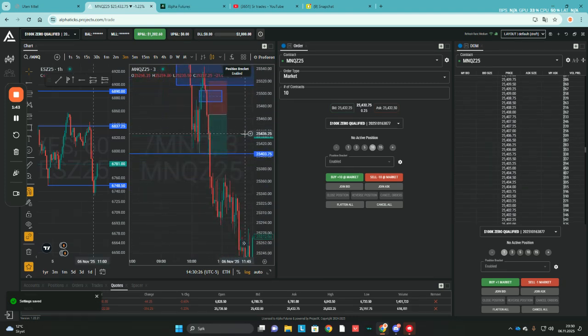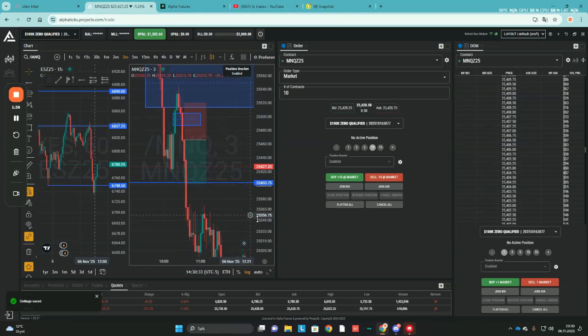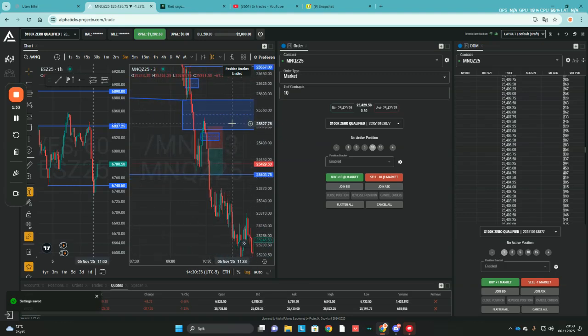I have a mobile recording that I sent to my Discord, and we could see that this trade did end up hitting, so that was nice.